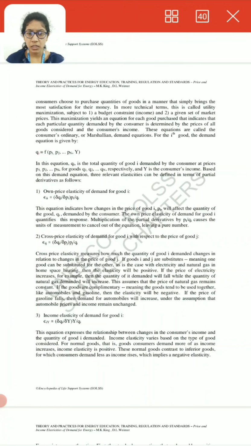Third, income elasticity of demand for good i. This equation explains the relation between changes in the consumer's income and the quantity of goods demanded. Income elasticity varies based on the type of good considered. For normal goods, that is, goods for which consumers demand more as income increases, income elasticity is positive. Inferior goods are goods for which consumers demand less as income rises, which implies a negative elasticity.